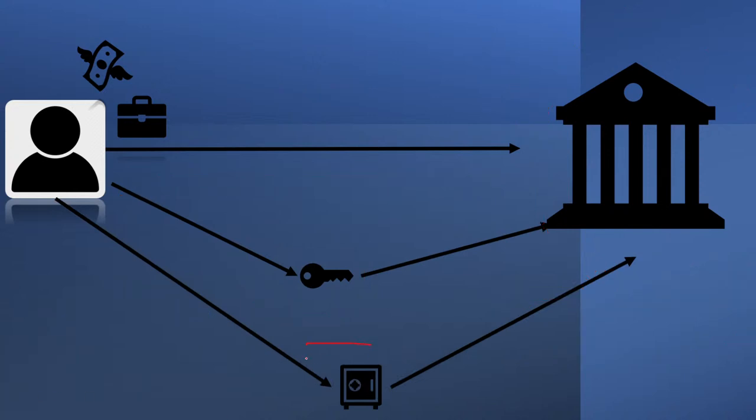Third scenario. You bring your vault completely and deposit it to the bank. You bring your suitcase and hand it over to the bank. The bank doesn't know the key of the suitcase. The bank doesn't provide the key of the suitcase. You're not handing the key to the bank. That's it. Keep this suitcase with you.